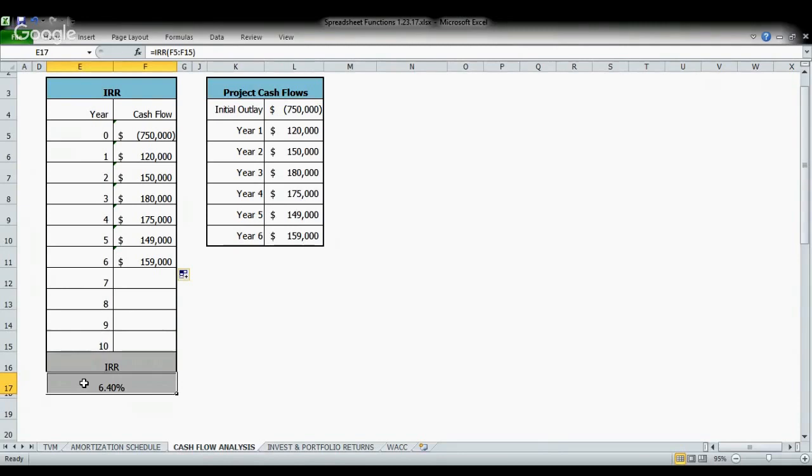The math and solving this by hand is a mess because there's some guessing that needs to be done. So let me just show you real quick what the function looks like if you were to use this. Again, the values are just lined up, F5 through F15, to accept up to 10. You can go as far as you want. And I always leave the guess blank. The guess will help you out if you have more than one cash outflow. And really, if that's the case, IRR is not your best bet.